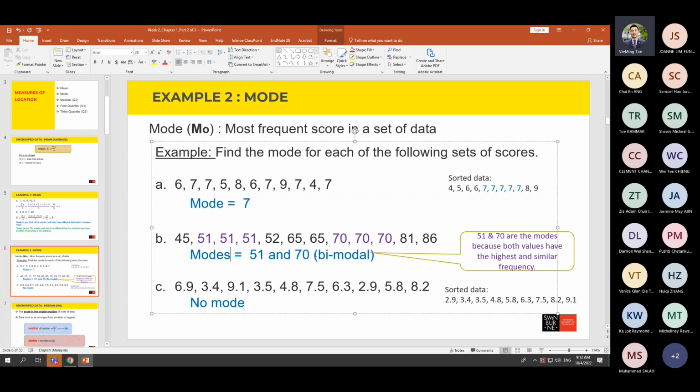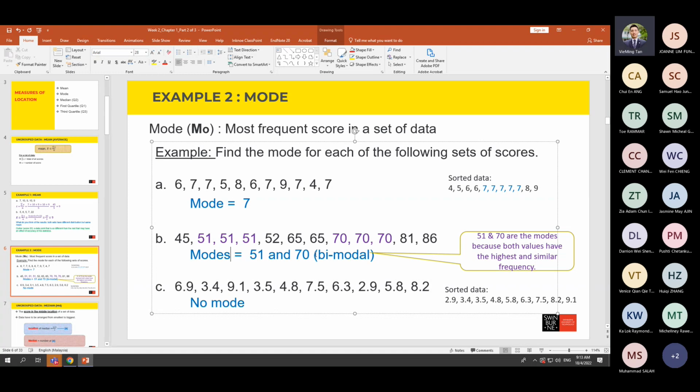So what is the answer? You just say no mode. Just put no mode. So for your project also the same. You just make the conclusion no mode in the data set. Okay, so far so good. So make sure that you know how to apply this to your project.